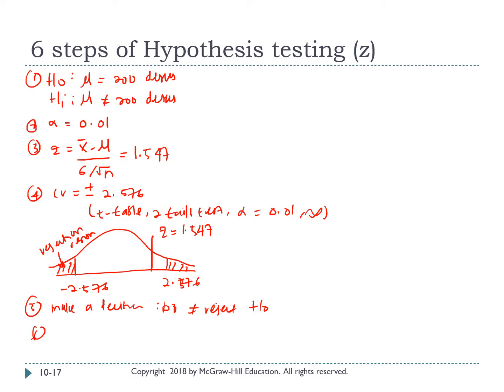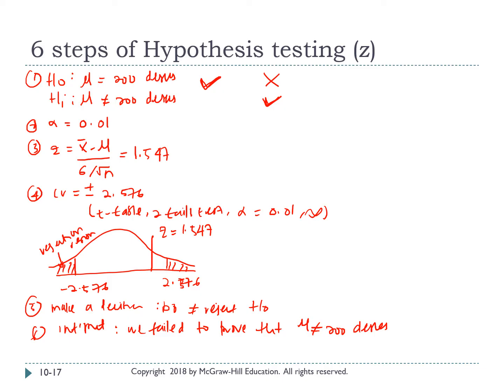Next, step number 6, interpret your result. So how do you interpret it? In this case, we cannot reject our H null. Okay, so we should say we failed to prove or to show that our claim is true. So we failed to prove that the mu is actually different from 200 dash. Okay, but what if our decision is we reject the H null? Then we should interpret that the mu is actually different from 200 dash.